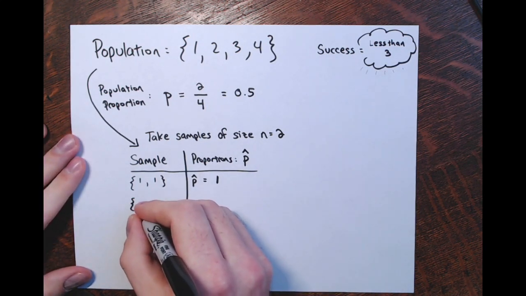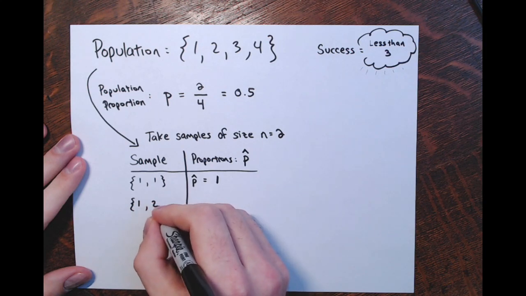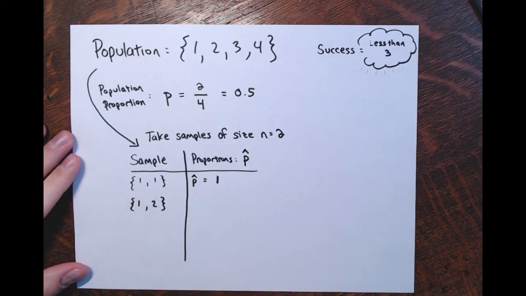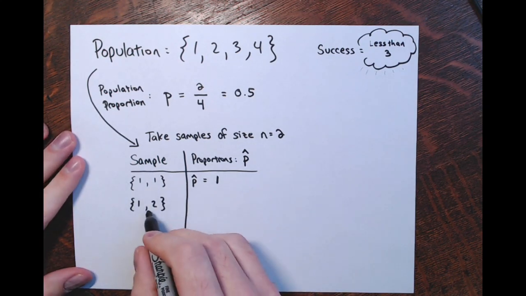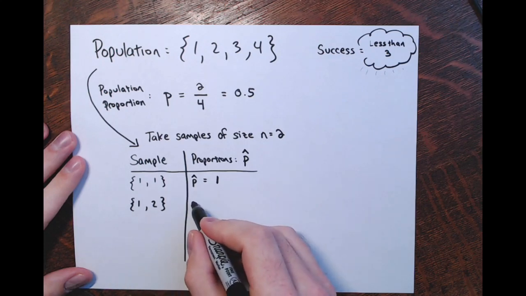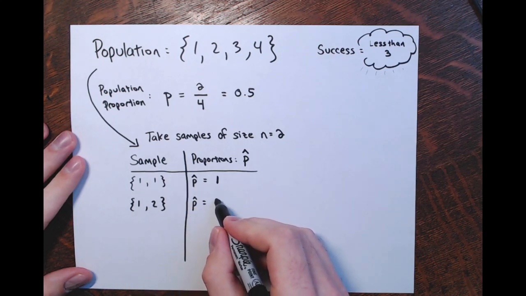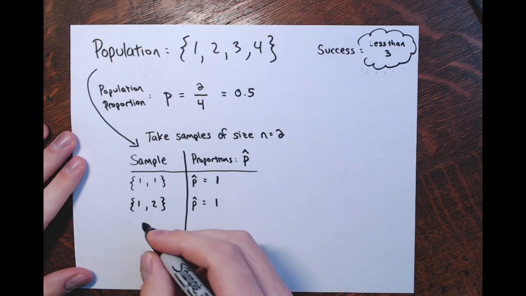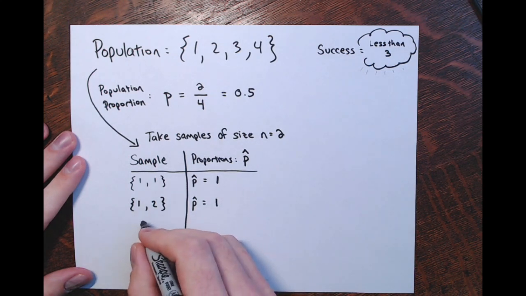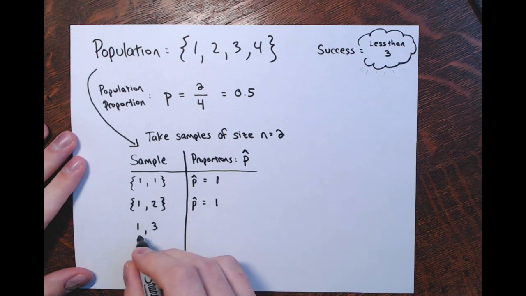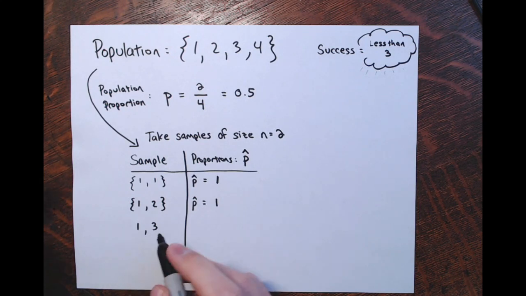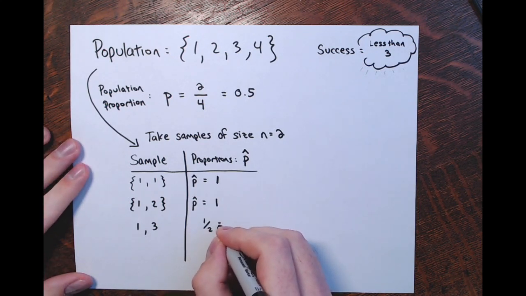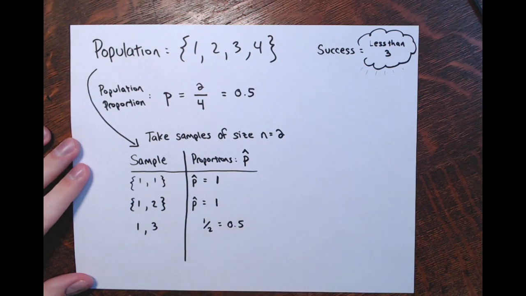Another sample I could take is 1 then 2. I guess technically I should be putting parentheses around these, but whatever. Again, both of those are less than 3, so p hat equals 2 out of 2, or 1 again. And then I'm going to stop putting the brackets and braces. I could do 1 then 3. Now this time, only 1 out of the 2 is less than 3. So 1/2, or 0.5, is the p hat for that sample of 2.